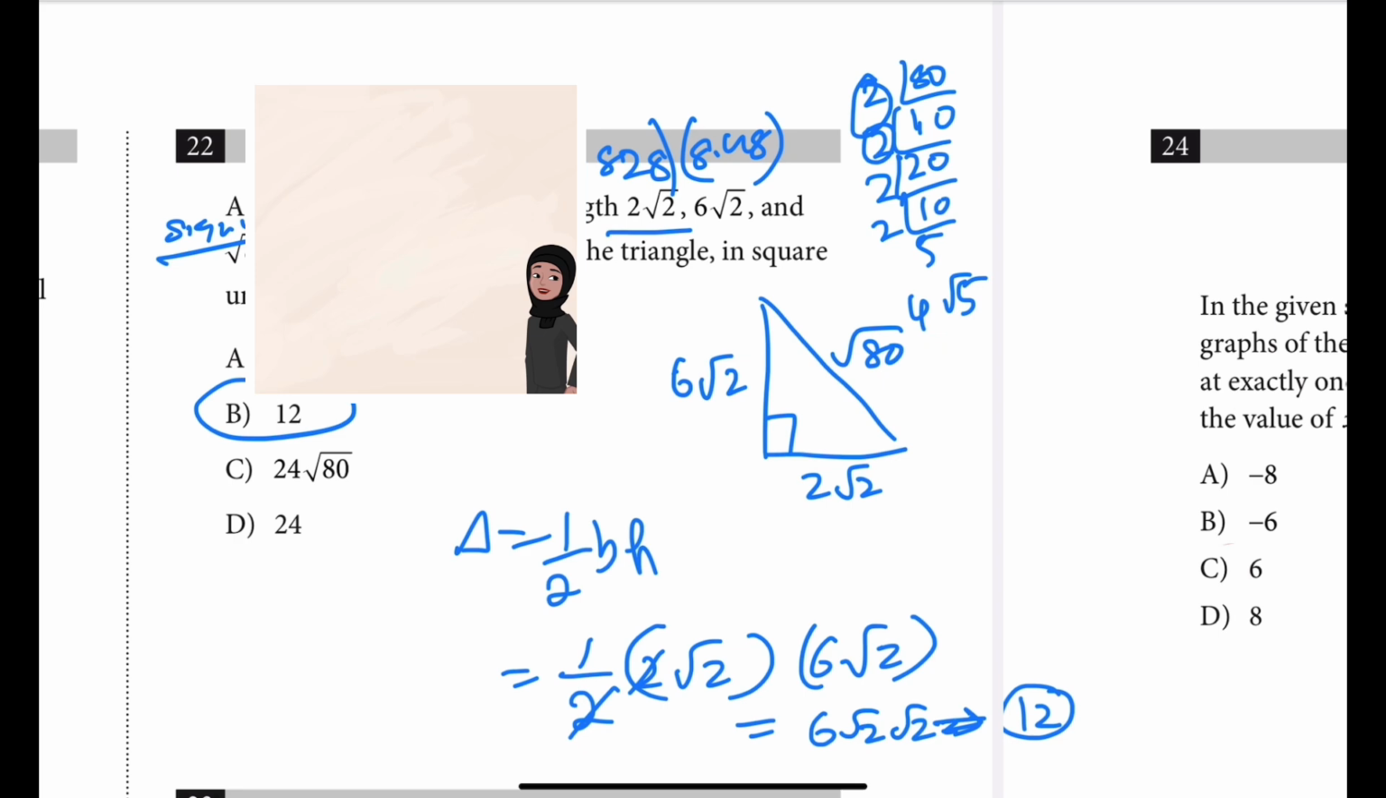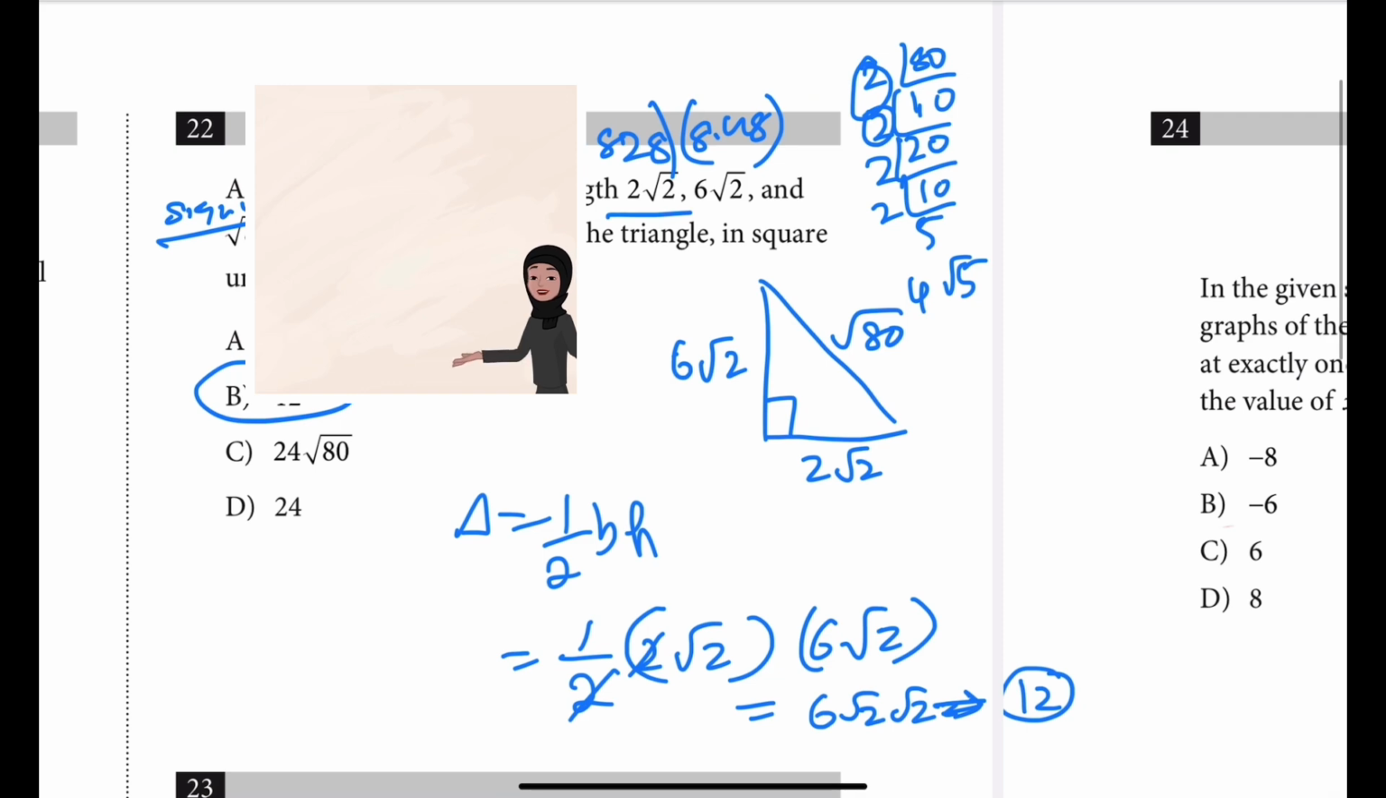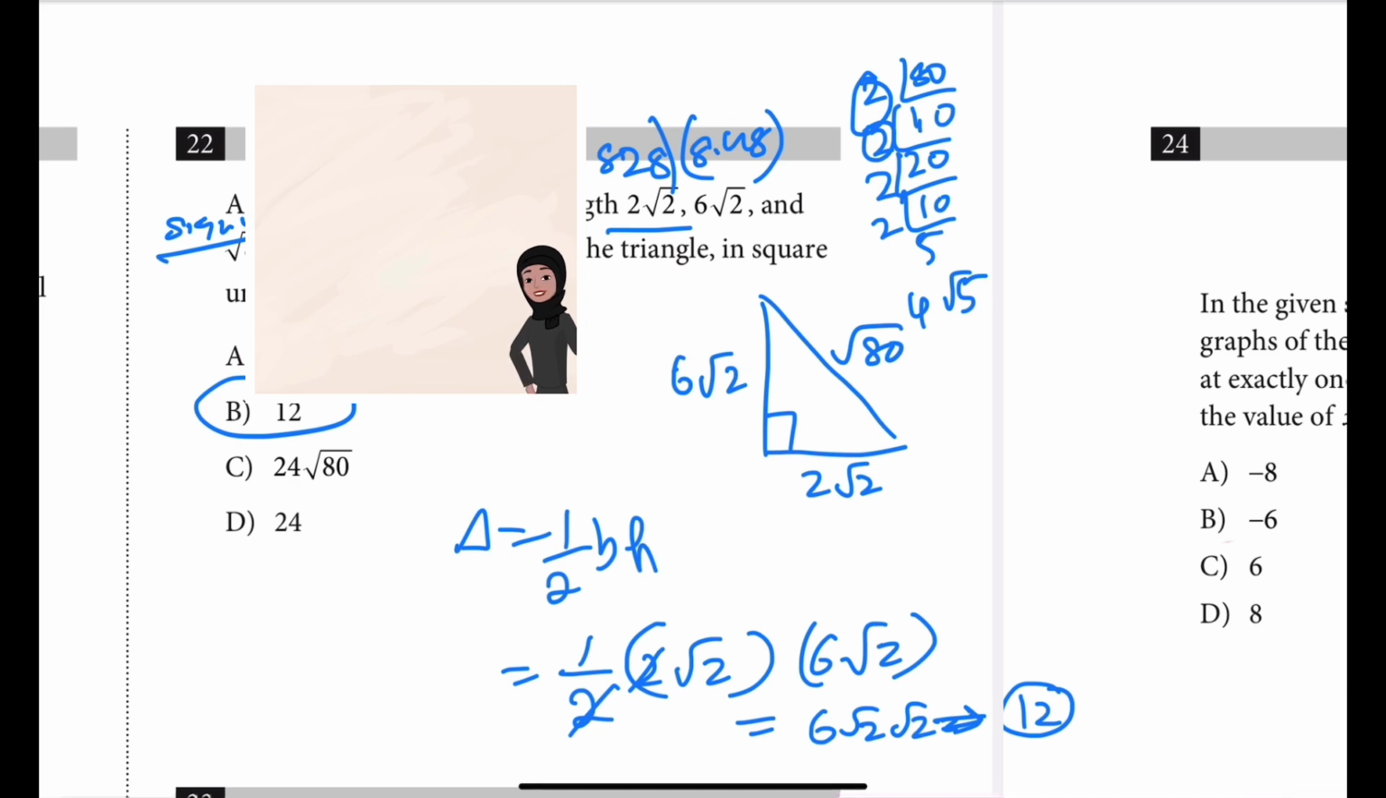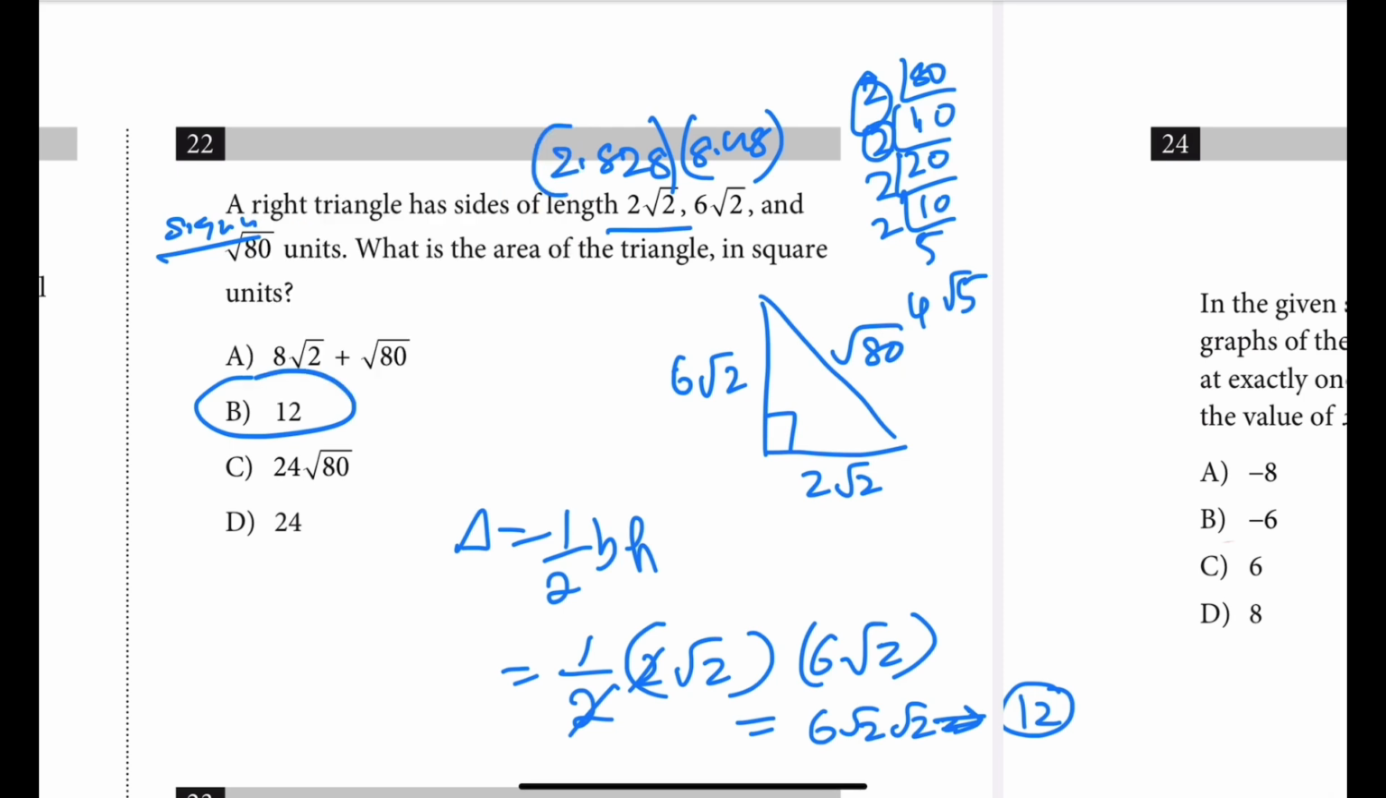And it's also given that the triangle has side lengths of 2 root 2, 6 root 2 and square root of 80. Since square root of 80 units is the highest of these lengths, that is the length of the hypotenuse. Therefore, the two legs have the lengths 2 root 2 and 6 root 2. So, substituting those values for B and H, the formula half base times height gives half times 2 root 2 times 6 root 2, which is equivalent to 6 times square root of 4, that is simplified to 6 times 2, which is 12 square units. So, the answer choice B shows 12. So, that is the correct answer.